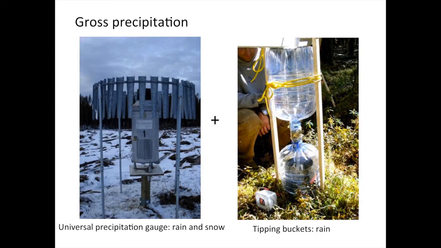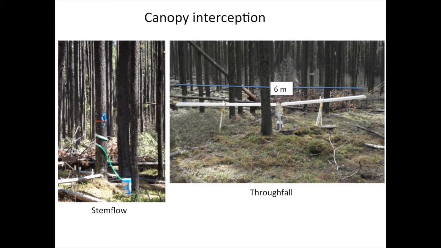In terms of rain, we measure precipitation using a universal rain gauge that allows you to get measurements of rain and snowfall. And we also had a cluster of tipping buckets measuring precipitation rainfall on an event basis to measure the amount of water flowing through the forest, through the canopy. We measure the water flowing through the trunks of the trees. I actually measure this as stem flow, and we measure the water flowing through the canopy as throughfall.